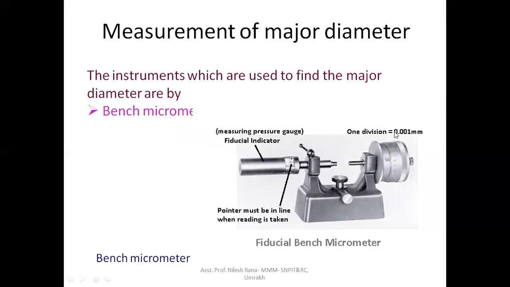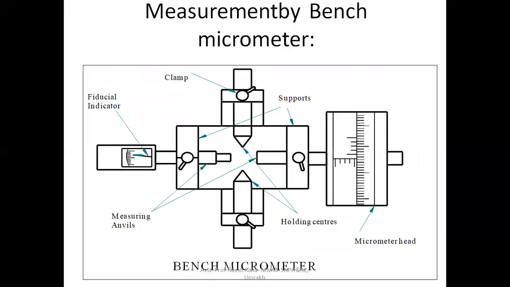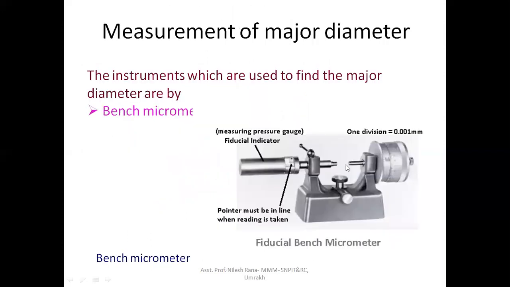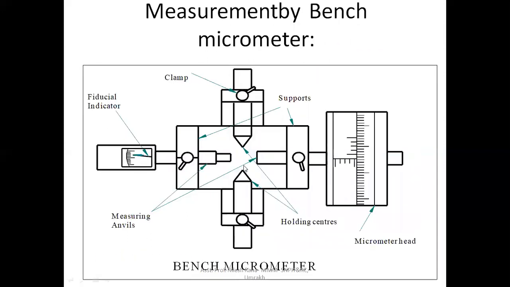The accuracy of the micrometer is 0.001 mm. The pointer must be in line when the reading is taken. Make sure of this condition, that the pointer must be in line when the reading is taken. Now let's see how to measure with the bench micrometer. This is the figure of the bench micrometer. In the traditional bench micrometer, we use only two anvils, right?